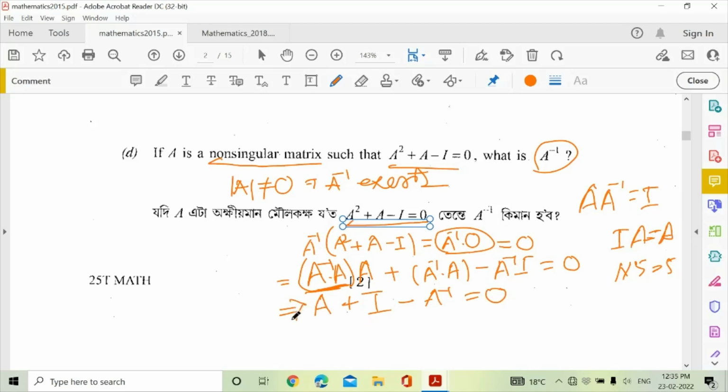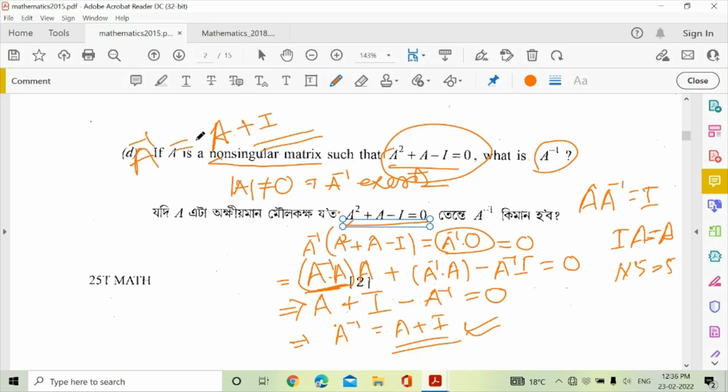So what do you have to find out? Actually you have to find out A inverse. That's why shift this term to the right hand side, so we'll have A inverse equal to A plus I. So this is the answer. A is not given to us, that's why no need to put the value. But remember, if A is non-singular, then from here we'll have the inverse as A plus I. So the answer is what? A plus I. This is the answer. A plus I is the matrix, or A inverse equal to this one, correct? So we have got all those.